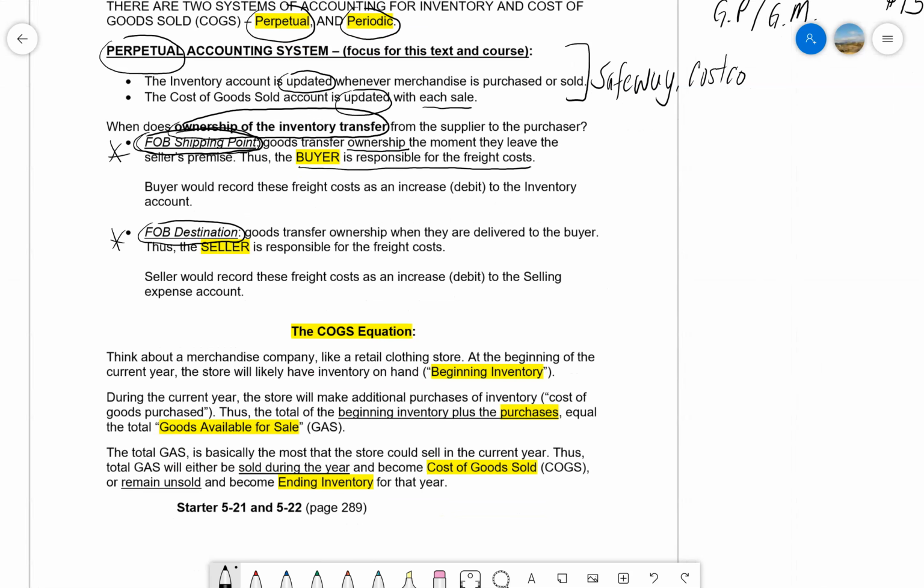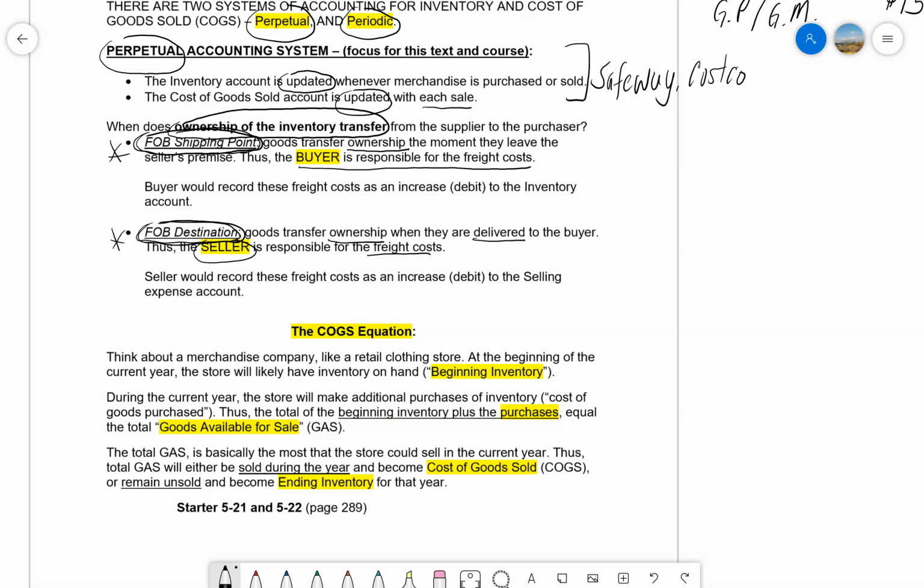Now, conversely, FOB destination, freight on board or free on board to the destination, that means the goods transfer ownership when they are delivered to the buyer. So that means the seller maintains ownership when they're being delivered to the buyer, and only when they get to the buyer's destination will the transfer of ownership take place. And so the seller has to pay the freight cost.